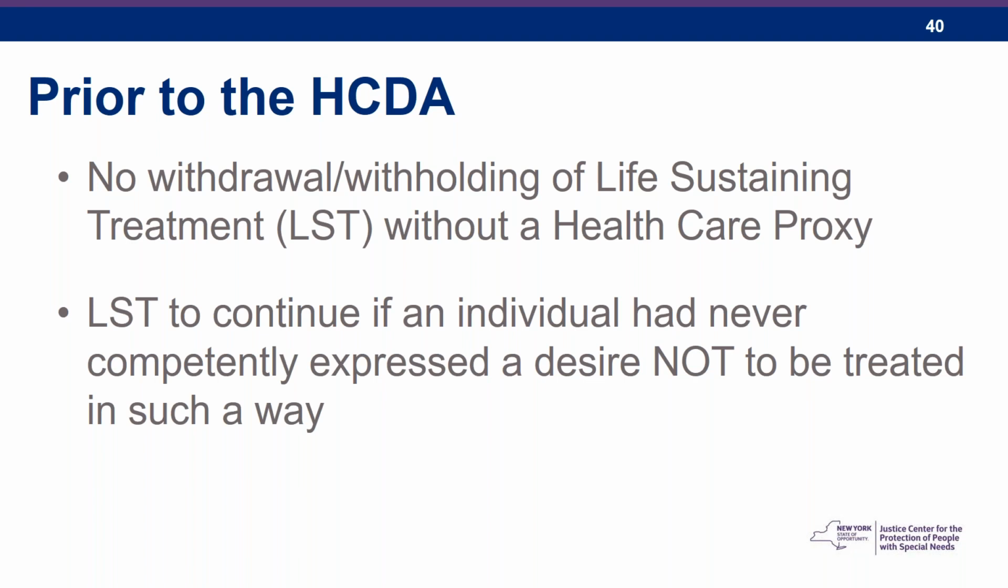So prior to the Healthcare Decisions Act, which came about in 2002, basically in response to some pretty horrible, very sad cases, at that point in New York State there was no ability of a family member to withdraw or withhold life-sustaining treatment if the person didn't have a healthcare proxy or indicate in a capacitated manner not to be treated in such a way. So the law defaulted on the side of life. If the person had never, in a capacitated manner, expressed a desire not to be placed on a ventilator or receive a feeding tube, there was no way for a family member to interfere with that.